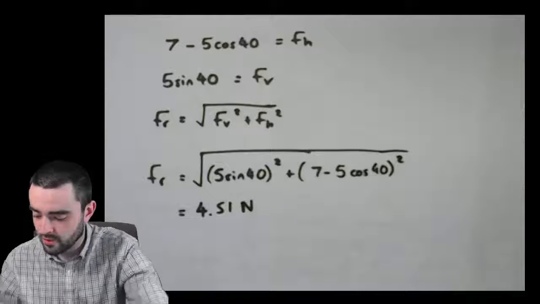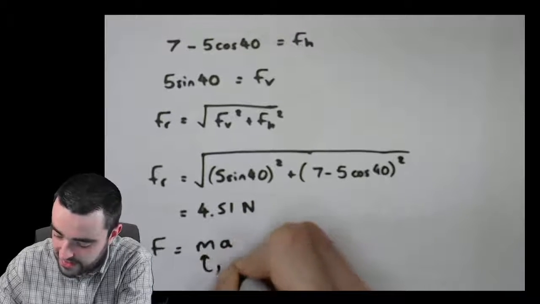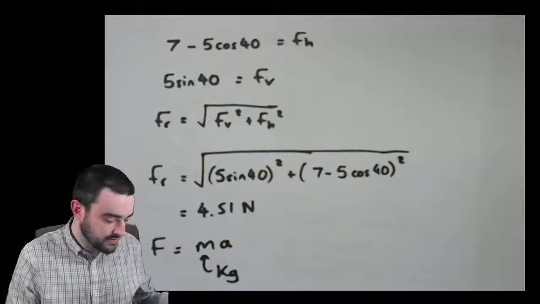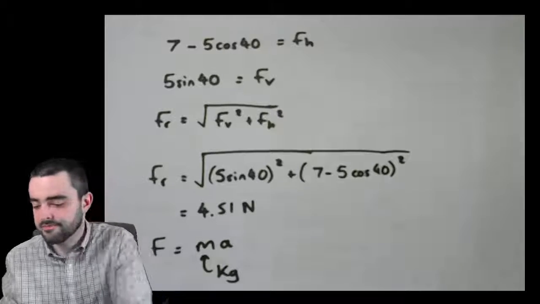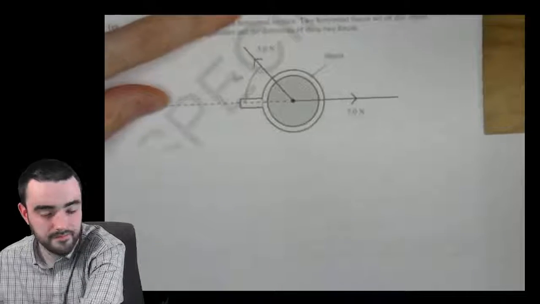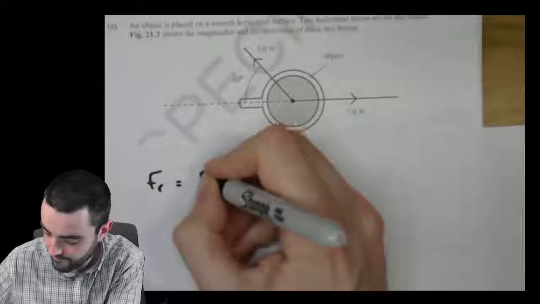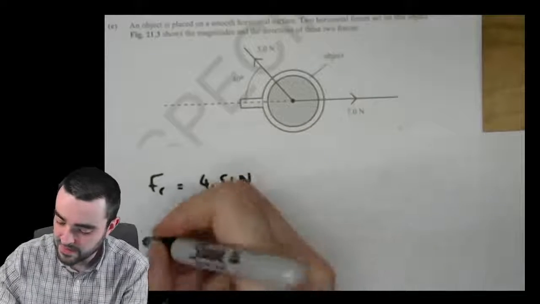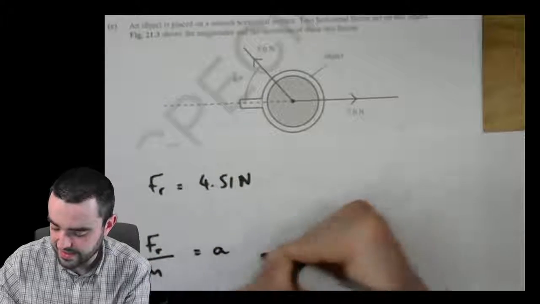And this is because we're about to use F equals ma, where the mass is in kilograms. The reason this is going to cause you to slip up is they have given it to you in grams. So we've got our resultant force. Our F resultant is 4.51 newtons. We're using F equals ma.